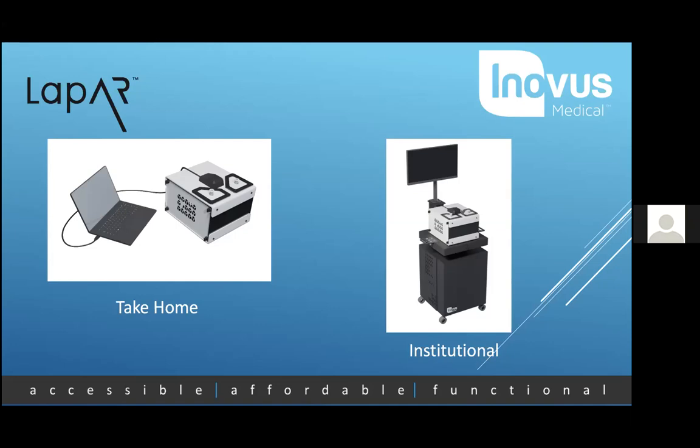As you can see here, the take-home model is your basic box trainer, but still delivering everything you've just seen on screen. And that's able to work with a standard off-the-shelf laptop. And then to the right-hand side on the screen here, you can see an example of the institutional system, a more traditional trolley system, but with a few unique elements.